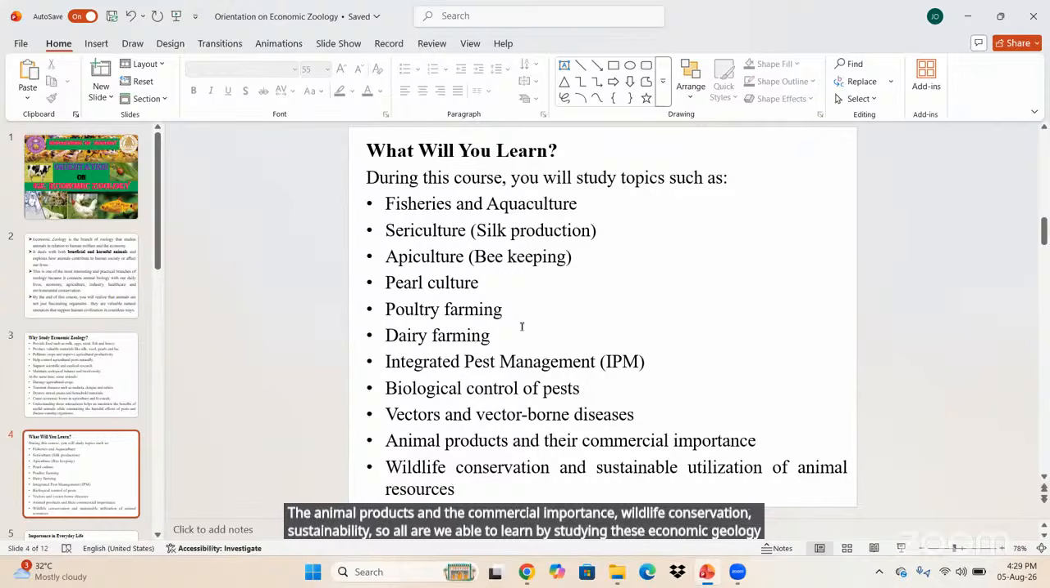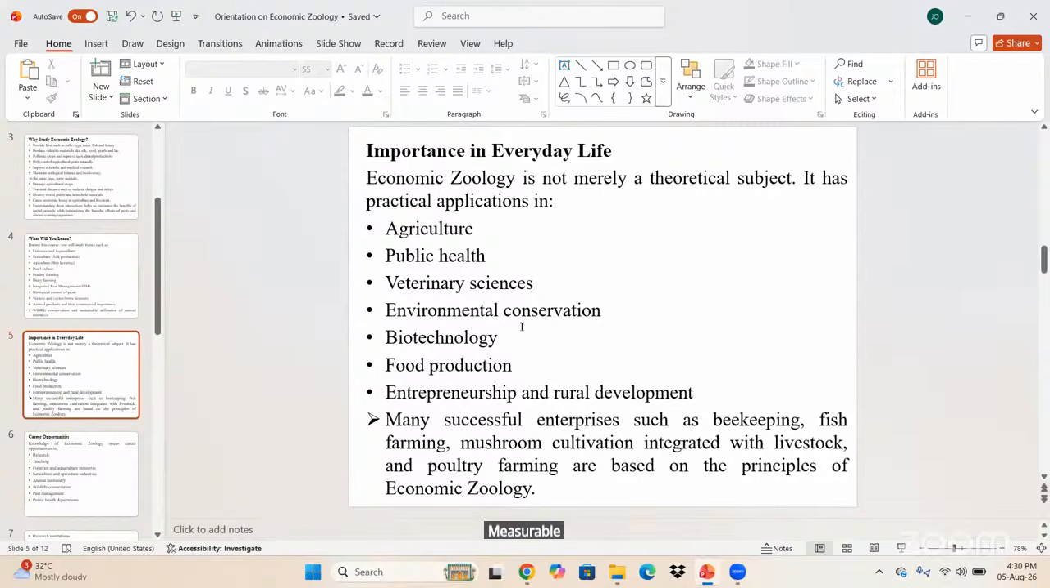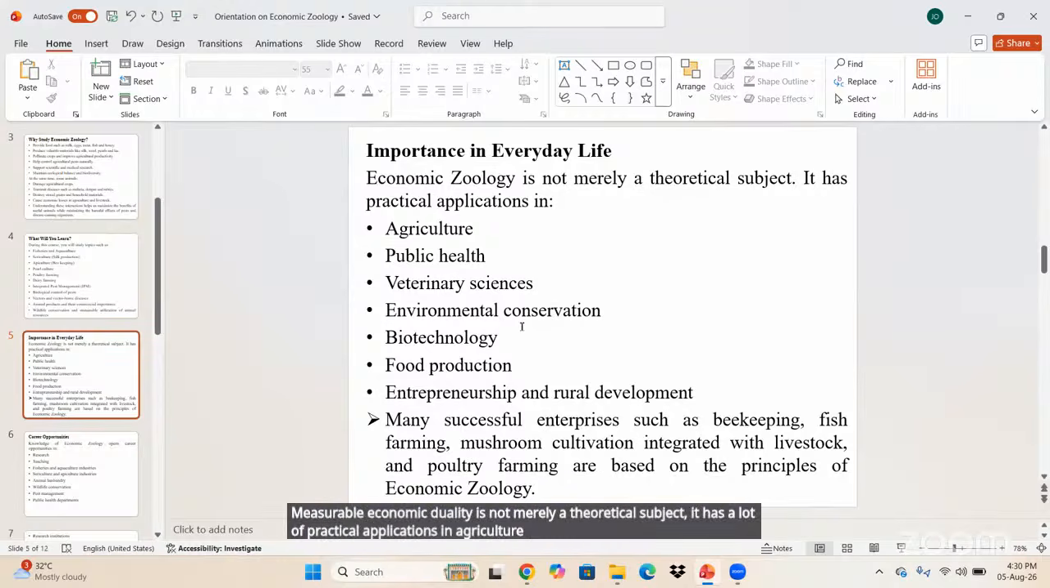Okay, so what is the importance of the economic zoology course in our daily life? In our daily life, economic zoology has a major role. Economic zoology is not merely a theoretical subject, it has a lot of practical applications in agriculture, public health, veterinary science, environmental conservation, biotechnology, food production, entrepreneurship, as well as rural development.